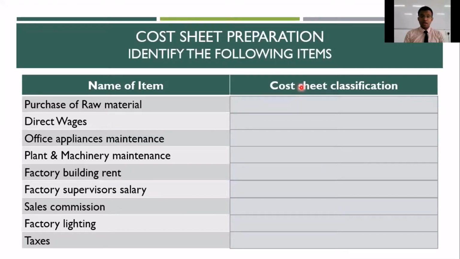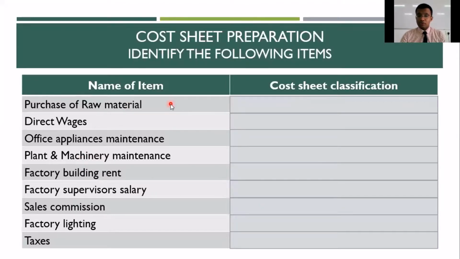The first one, purchase of raw material. Just in case you know the answer, you can drop your responses in the chat as well. But at the same time, I will be walking you through the expenses one by one. So the first one is purchase of raw material. Now remember, raw material is an essential part of your product. Without raw material in place, it would not be possible for you to carry out your production process.